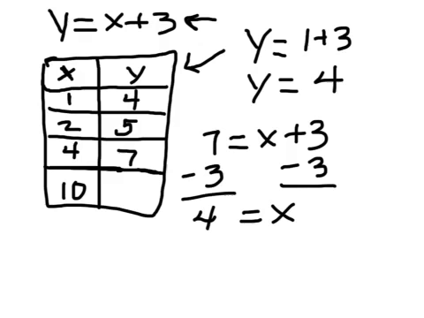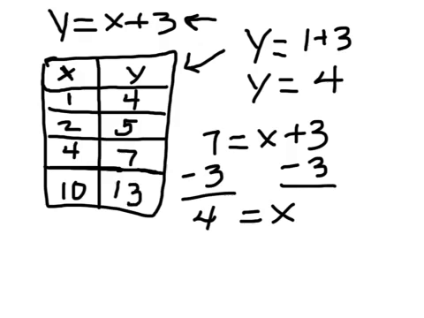Finally, again, back in the x column, we have 10. So we'll put a 10 in where we see an x this time. So it'll be y equals 10 plus 3, which is 13.